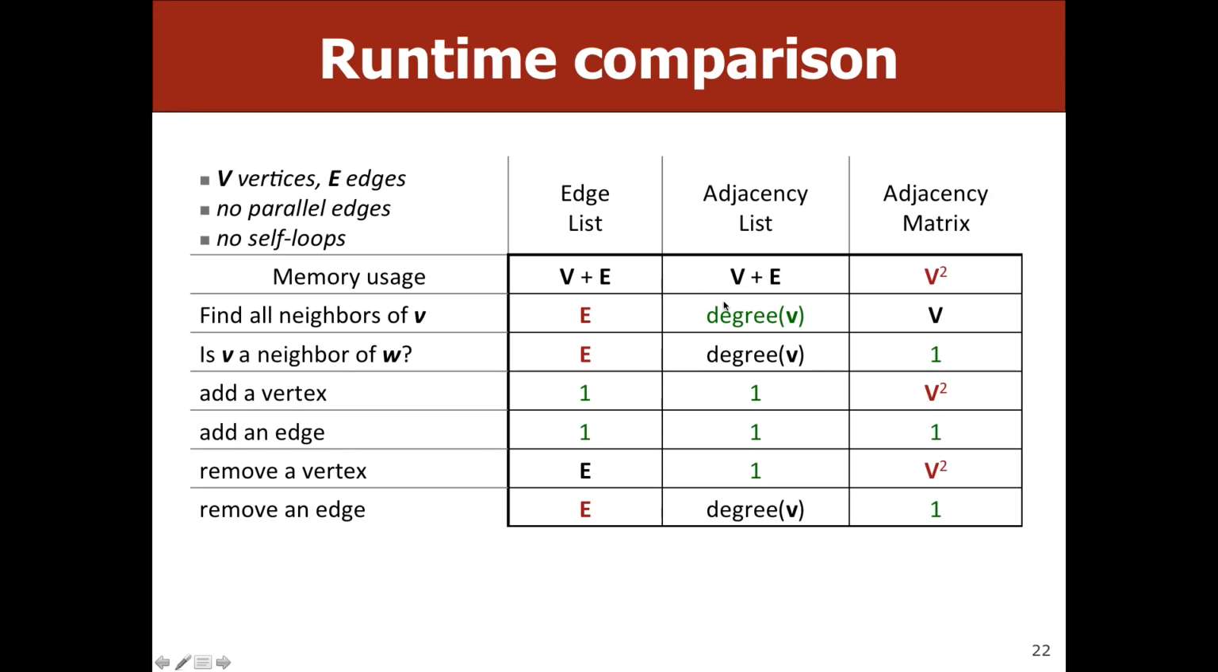So this chart basically shows the costs and trade-offs of each of these different implementations. There's not one that's universally better, right? So this goes back to it depends on what you're doing. The stuff that's green is the winner in that operation, and the stuff that's red is the loser, right? So adding a vertex is best in edge lists and adjacency lists and worse in adjacency matrix.